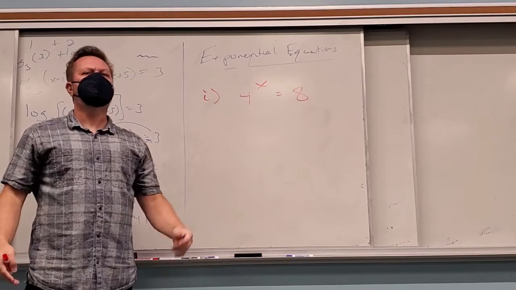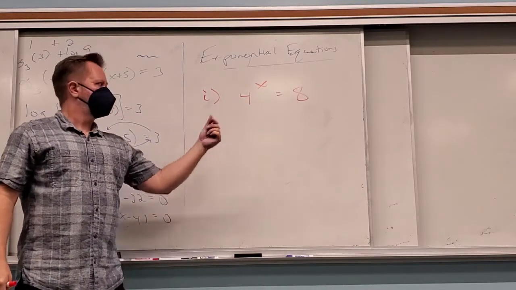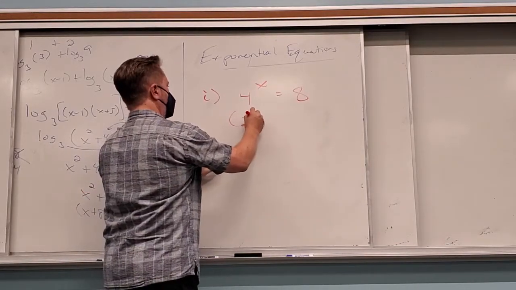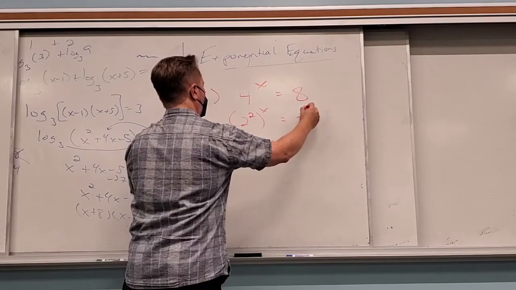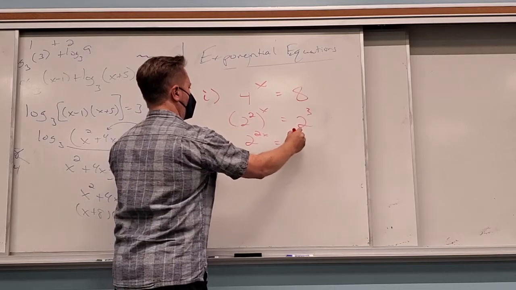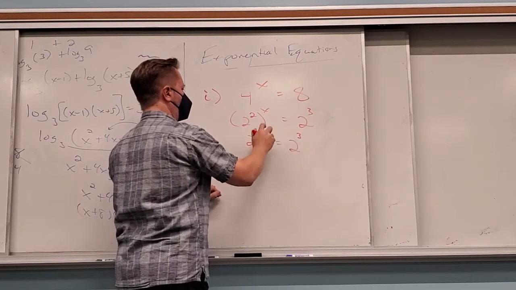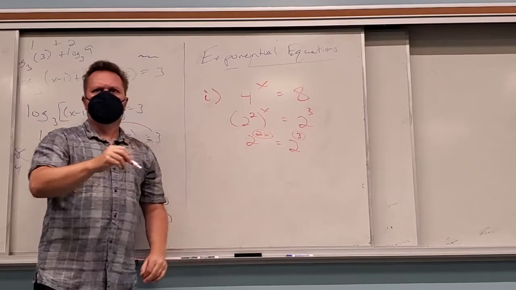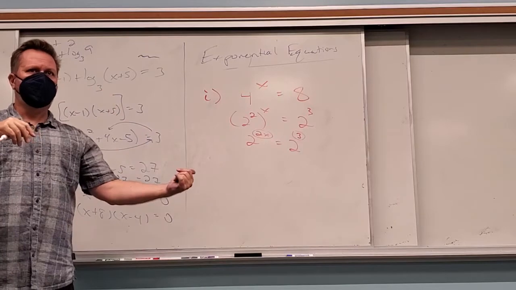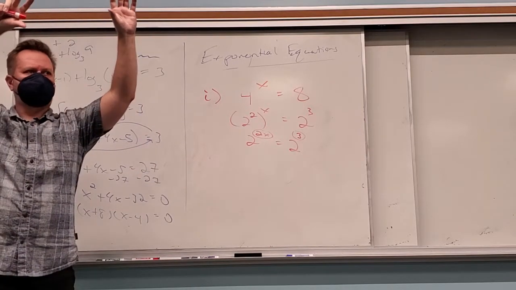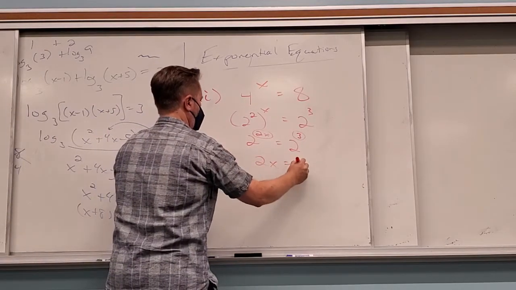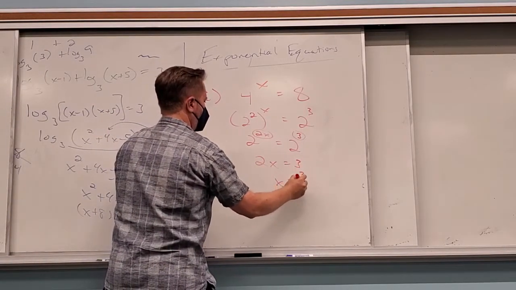What did we do? We've done this before. What are they both based on? 2. So what's 4? 2 squared. And 8 is 2 to the 3rd power. So you multiply the powers. What must be true in order for 2 to something to equal 2 to something? What must be true about the somethings? They have to be equal. Is everybody cool with that? The only way that equation is true is if 2x equals 3. So the next is 3x.